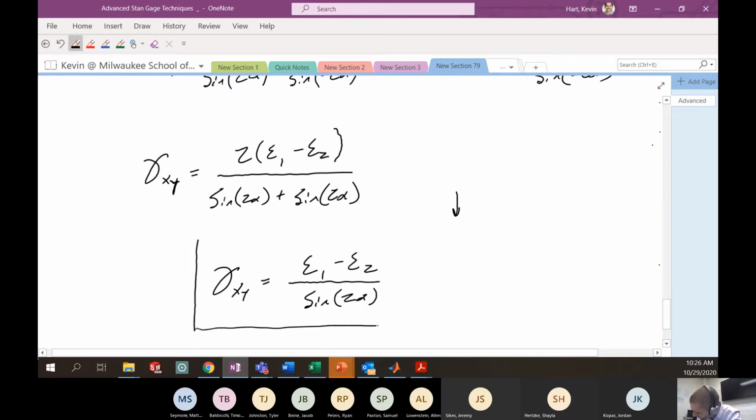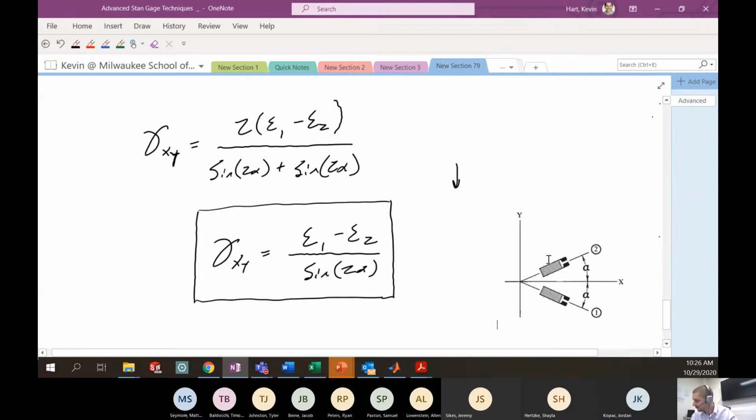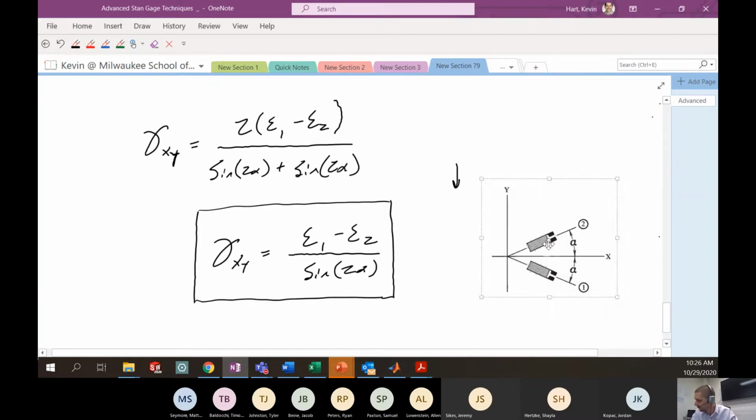Kind of slick. And the picture in your notes does pretty well here. I'm going to pop that in. Bang. So that's what you want to think about there. If you have 2 gauges that are equally distant from some x-axis with some angle of alpha, it's like what I'm showing here.